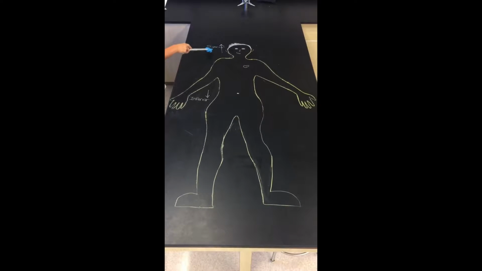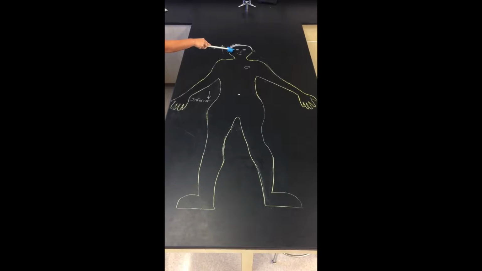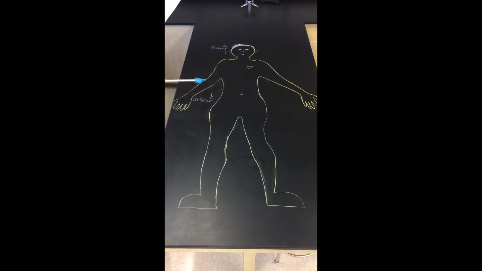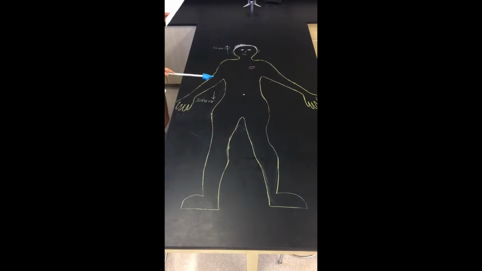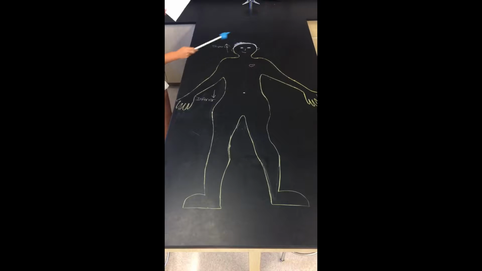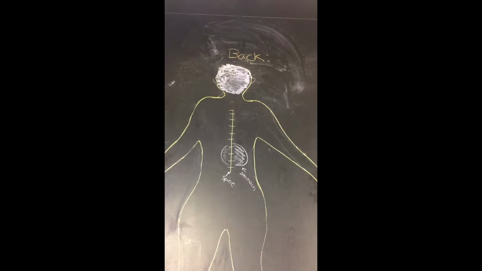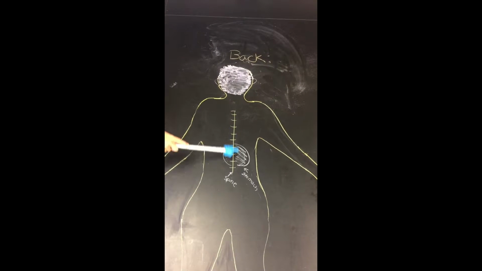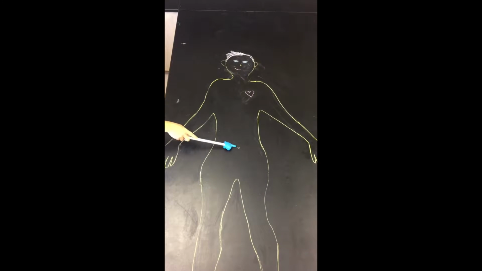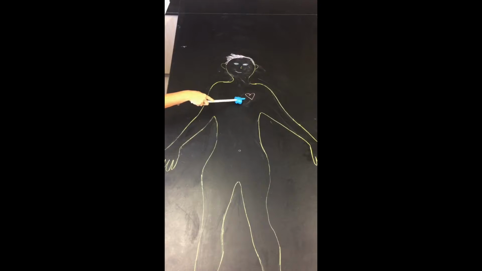Alright, superior means towards the head and your eyes are superior to your mouth. Inferior means away from the head and your trunk is inferior to your head. Posterior means towards the back of your body and your spinal cord is posterior to your stomach. Anterior means towards the front of your body and your belly button is anterior to your heart.